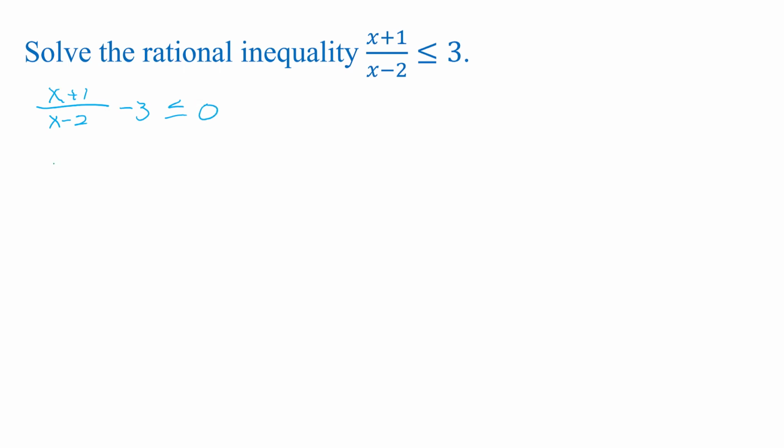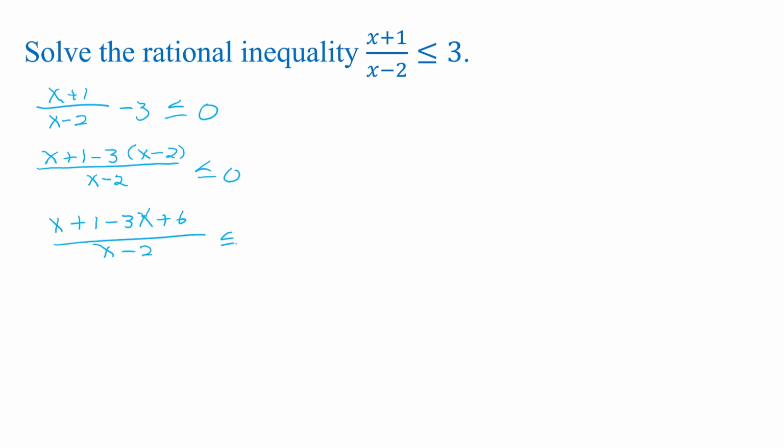We want now one fraction on the left side. It would have a denominator of x - 2. So I'm going to have x + 1 minus 3, and I need to multiply 3 by x - 2 to put it over our common denominator. We simplify the numerator to get x + 1 - 3x + 6. And then further simplifying, I get (-2x + 7)/(x - 2) ≤ 0.